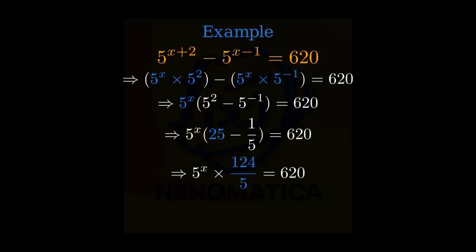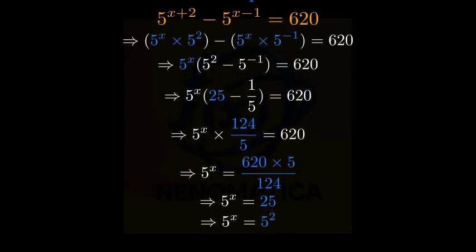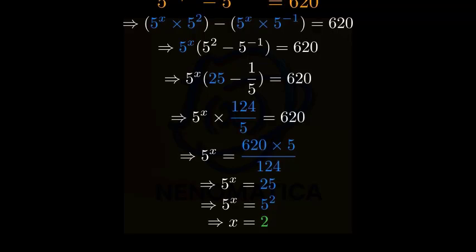To isolate 5 to the power of x, we need to divide both sides by 124 over 5. This gives us 5 to the power of x equals 620 times 5 divided by 124. Now, let's simplify the right side of our equation. 620 times 5 divided by 124 equals 25. We can rewrite 25 as a power of 5. 25 equals 5 squared. Finally, since we have the same base on both sides, we can set the exponents equal to each other. Therefore, x equals 2.